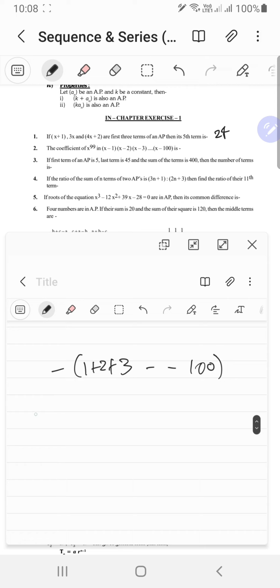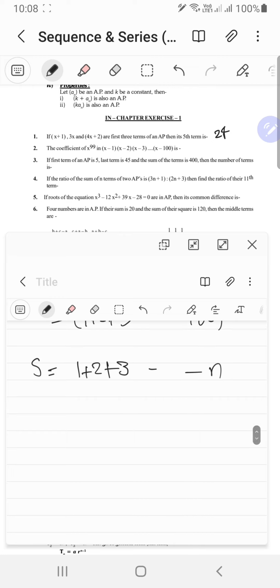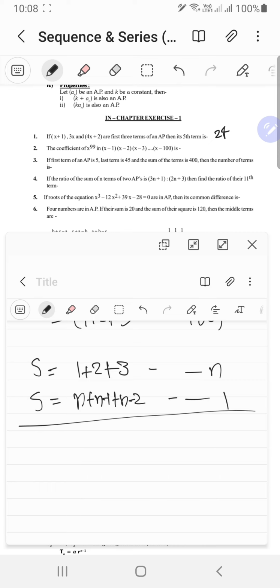Call this thing S. In fact, instead of that, just use a general series: 1 plus 2 plus 3 all the way till n. So there are n numbers over there. Once again you write S, but now you write it like this: n plus n minus 1 plus n minus 2 all the way till 1, and then you add everything up.